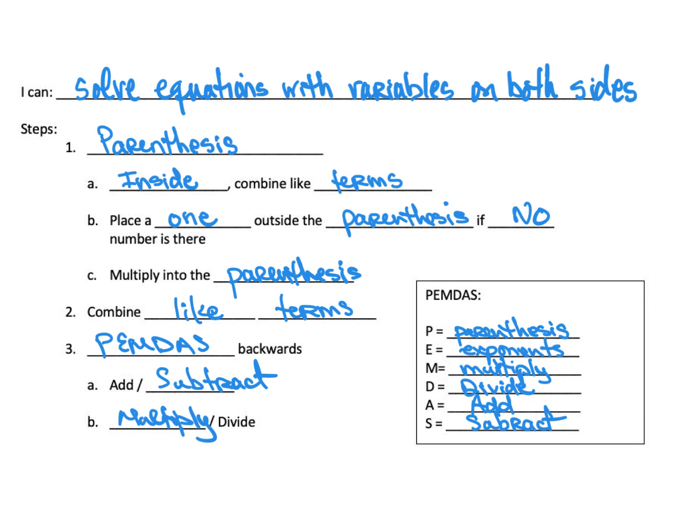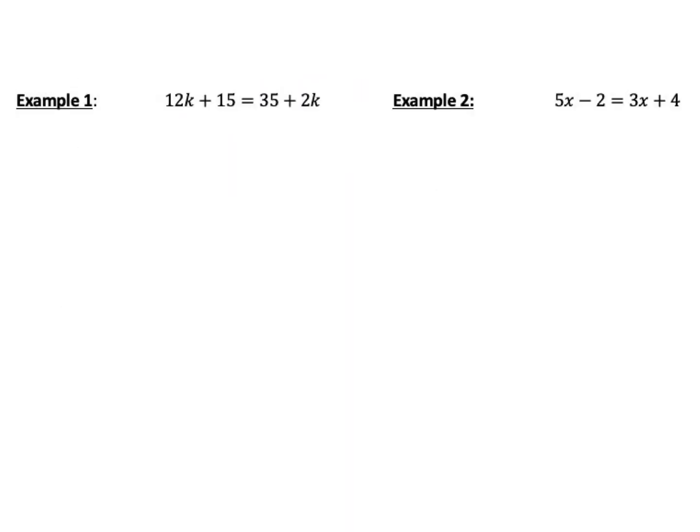Okay, so these are our steps as far as how we solve equations. We've been doing equations for a little bit, but this is how we do it with variables on both sides. All right, example number 1. So remember, we're going to draw a line down in the middle. Are there any parentheses? No. So I don't have to worry about the parentheses. So then I want to combine like terms. Can I combine like terms on the left-hand side? Can I combine these together? Nope. Can I combine these together? Nope.